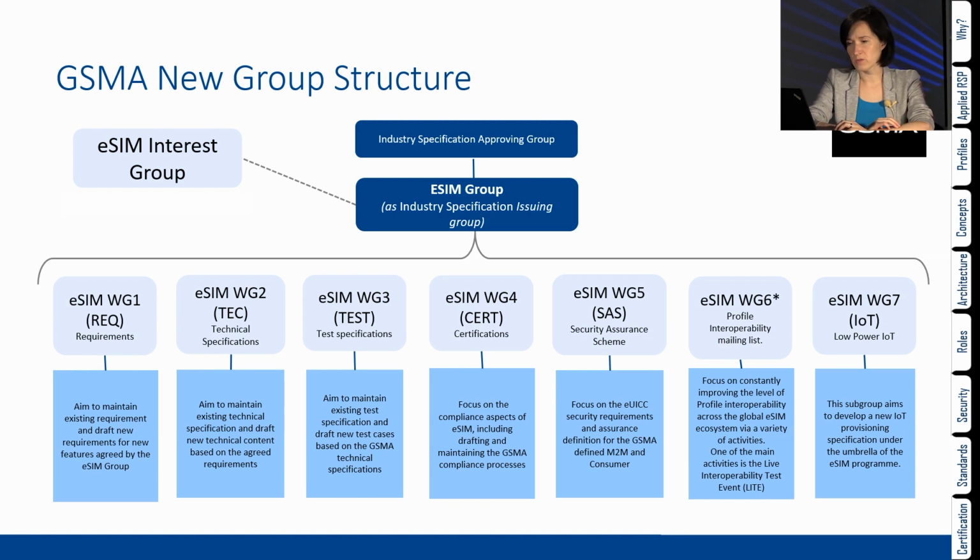Okay, currently we have 7 groups, and all these groups, except group 6, produce specifications. The process goes in the way that for approval, first of all, the specification will be approved by the actual working group. Then an approval of the eSIM group is required, and then it goes to the industry specification approving group, which gives the final approval of the specification. So we have a specific hierarchy to approve the existing specifications.